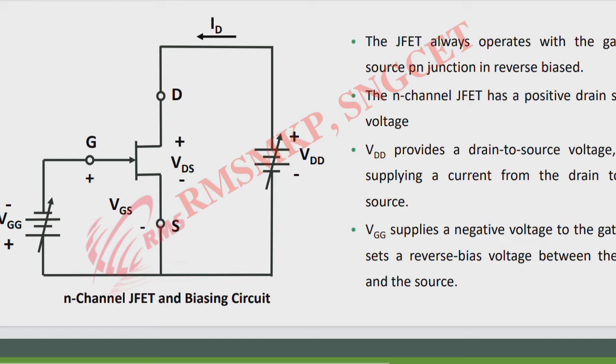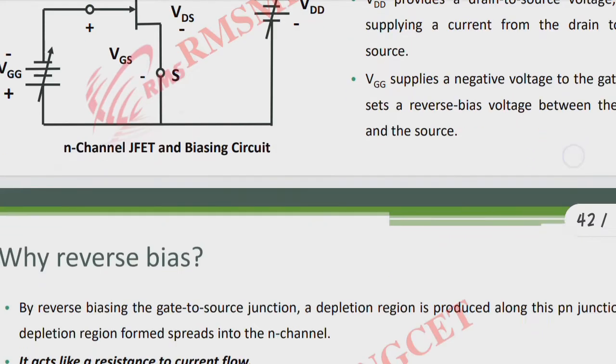JFET always operates with the gate to source PN junction reverse biased. The N-channel JFET has a positive drain supply voltage. VDD provides a drain to source voltage, thus supplying a current from the drain to the source. VGG supplies a negative voltage to the gate and sets a reverse bias voltage between the gate and the source.